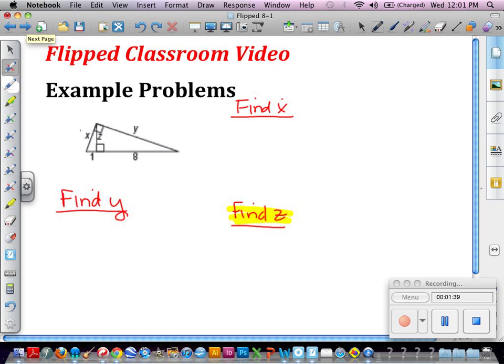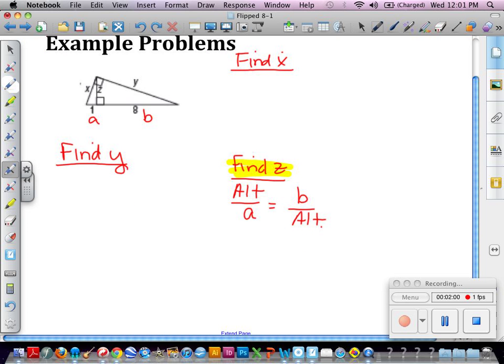So my altitudes have to be across from each other. Those are going to be the same number. And then remember, it's part A, which is 1, and part B, which is 8. So this is the A and the B. Let's now substitute our numbers into our equation. My altitude is Z, my part A is 1, and my part B is 8. At this point I'm going to go ahead and cross multiply. Z times Z is Z squared. 8 times 1 is 8.